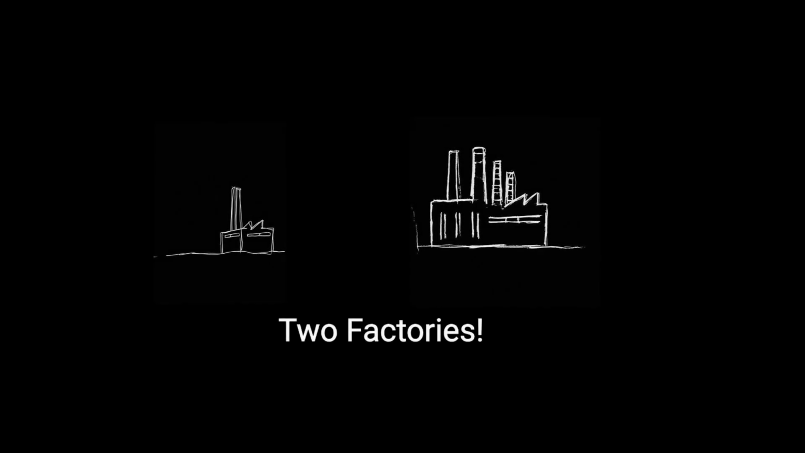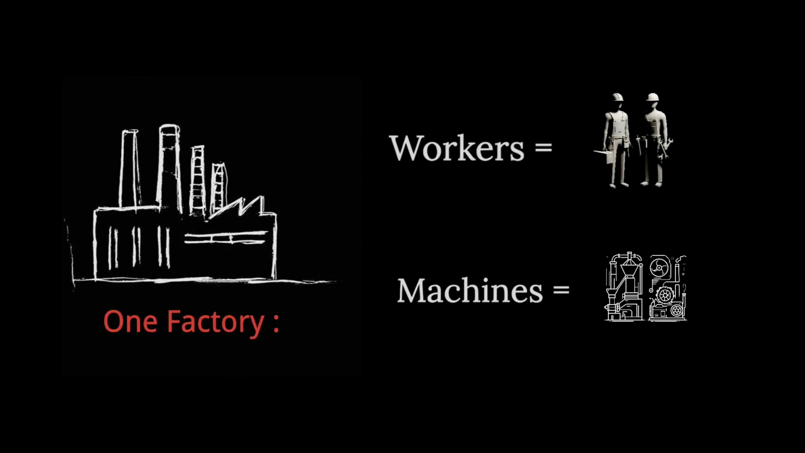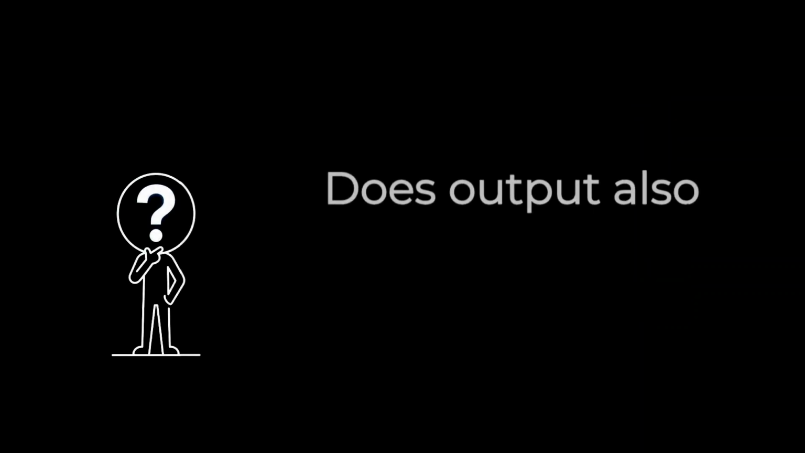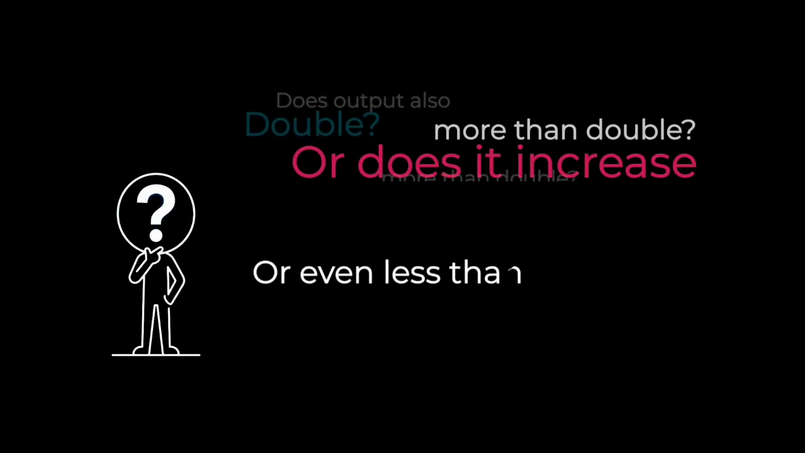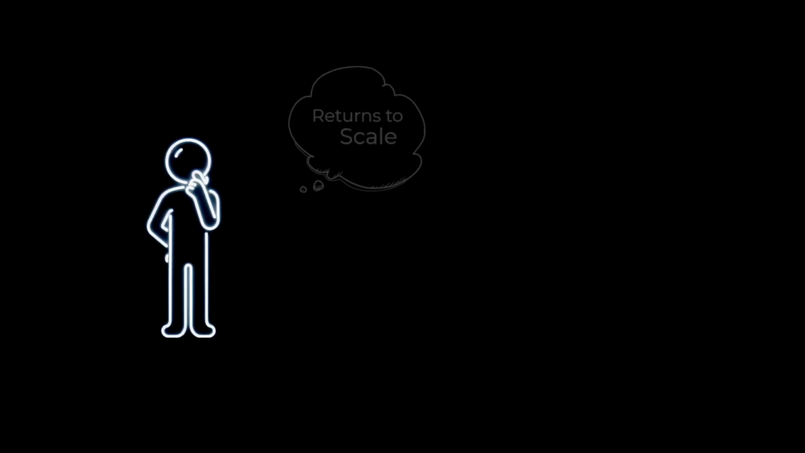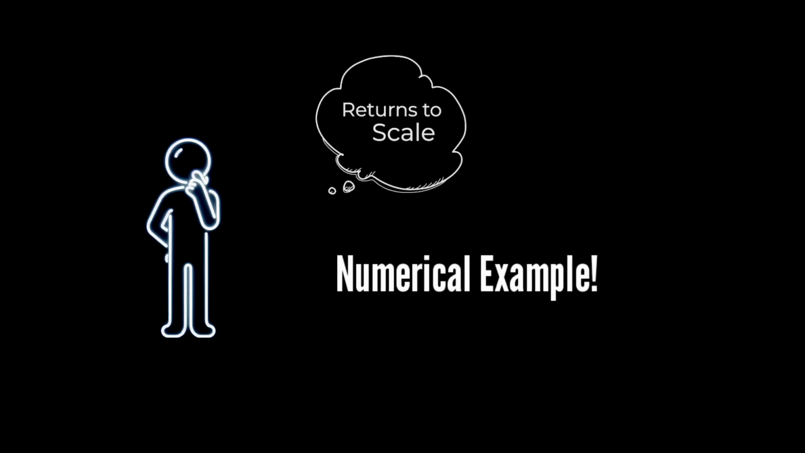Imagine two factories. One factory doubles all its workers and all its machines. Does output also double? Or does it increase more than double, or even less than double? The answer depends on something called returns to scale. And today we are going to understand it completely with a real numerical example.